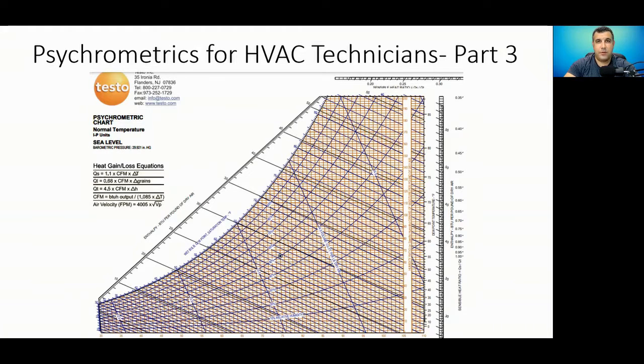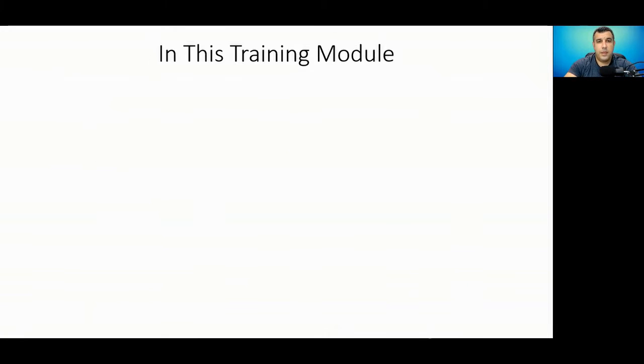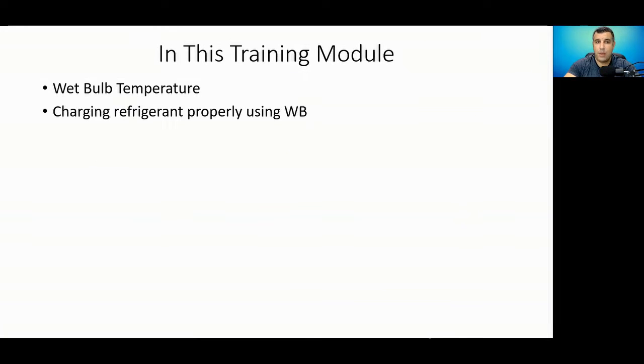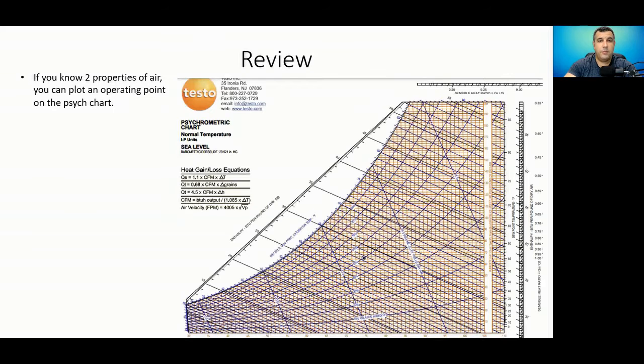As a reminder, this training series is designed for HVAC technicians, not so much for engineers or designers, but really service technicians that run service calls on comfort and humidity problems and need to understand the basics and the practical knowledge of psychrometrics. In this training module, we'll talk about wet bulb temperature and how to use it to charge refrigerant properly into a system. We'll talk about how to diagnose cooling problems looking at supply and return wet bulb temperature.